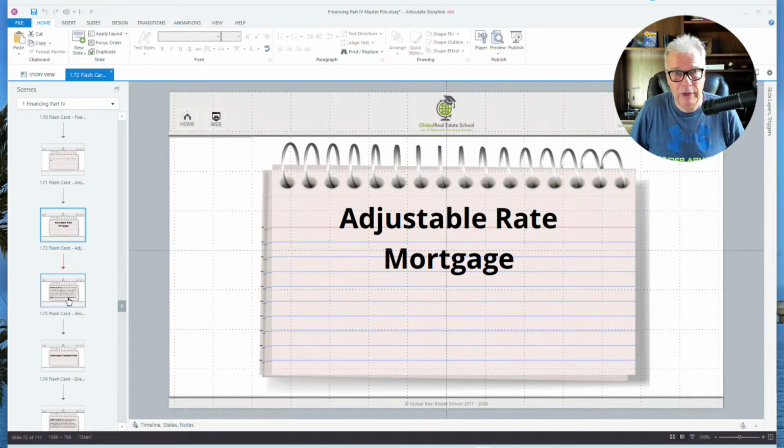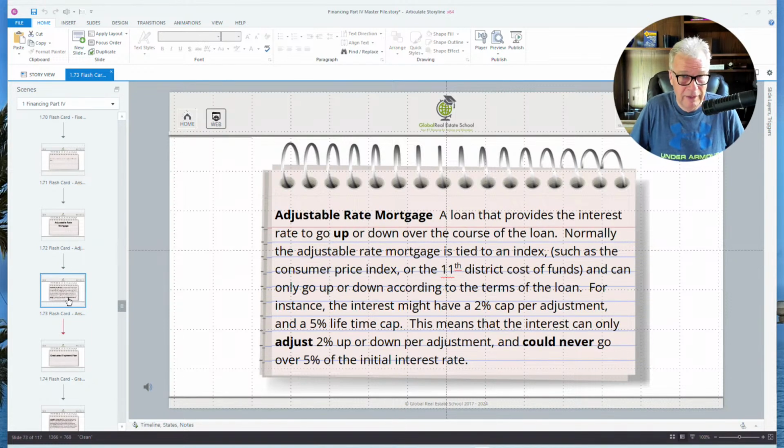What about an adjustable rate mortgage? Well, it does exactly what it tells you it will do. It adjusts up or down, okay? So you can see here, a loan that provides for the interest rate to go up or down over the course of the loan. Normally, the adjustable rate mortgage is tied to an index, such as the Consumer Price Index or the 11th District Cost of Funds. You won't be asked that on the exam. Don't worry about that. What you need to understand is this. It's an adjustable rate mortgage, so it can go up or down.